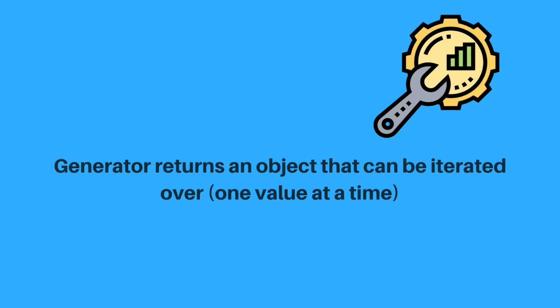A generator function, simply speaking, is a function that returns an object that can be iterated over, one value at a time. In other words, generators or generator functions are a simple way of creating iterators because they support the iteration protocol out of the box. But we'll get to that in a bit.